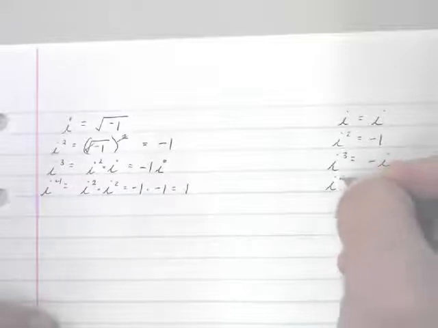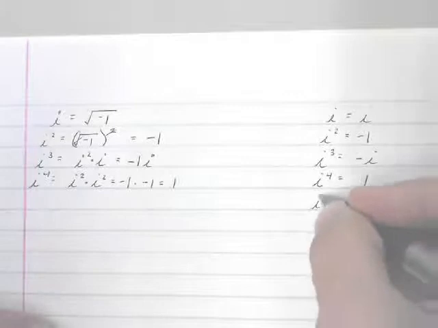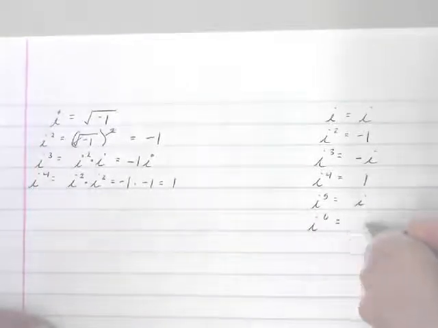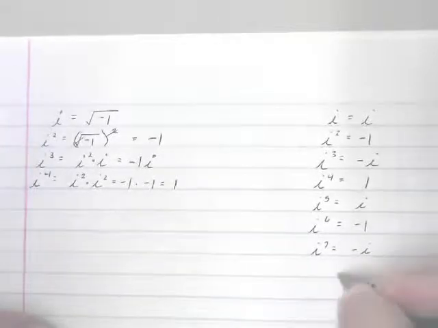So there I have this little pattern: i to the first power is written as i, i squared is written as -1, i cubed is written as -i, i to the fourth is written as +1. Then the pattern starts all over again. So i to the fifth is written as i, i to the sixth is written as -1, i to the seventh is written as -i, etc. So it goes on and on and on.